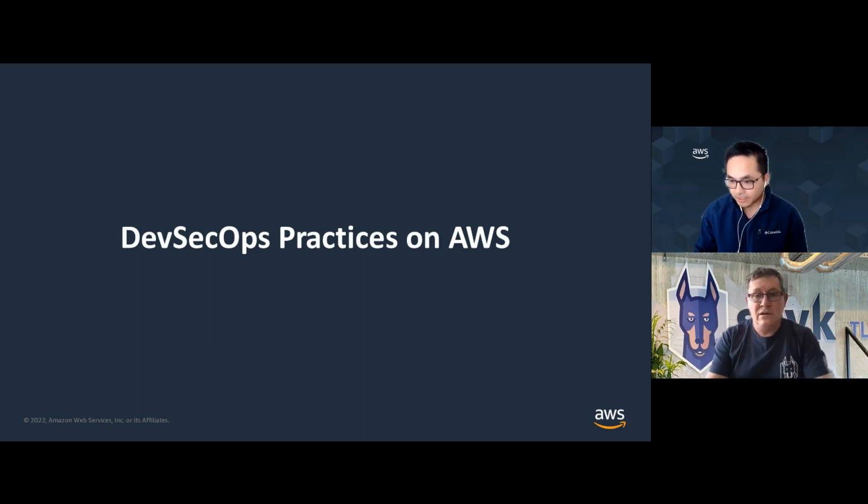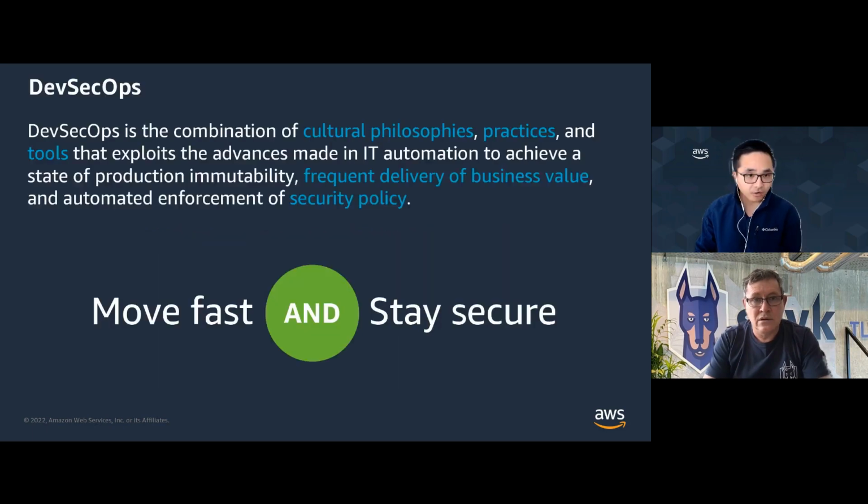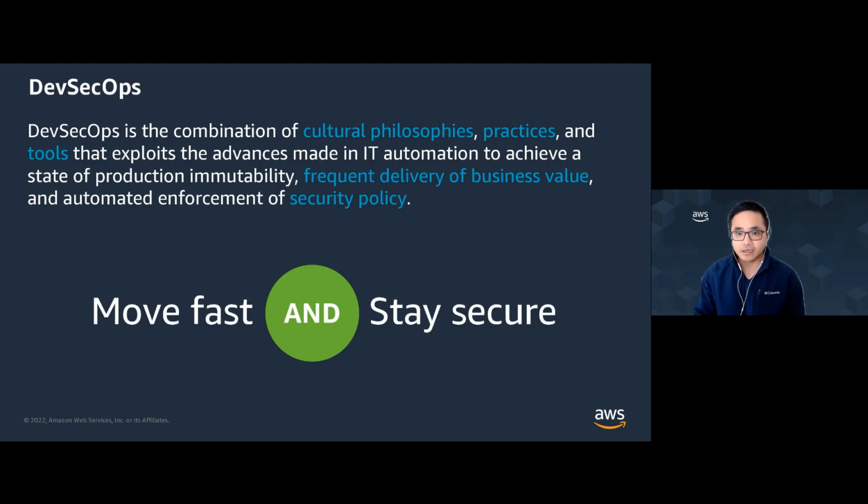Obviously, it would be incomplete when we talk about security and modern applications without mentioning DevSecOps. So technically, what is DevSecOps? Some of you may be very familiar, some are new to it. So let's get everyone on the same page. DevSecOps, and look, this is a very loose definition, you may have a slightly different one, but from AWS, we understand that DevSecOps is a combination of cultural philosophy, practices, and tools that exploit the advances made in IT automation to achieve the state of production immutability, deliver frequently, and enforce security policy in an automatic manner.